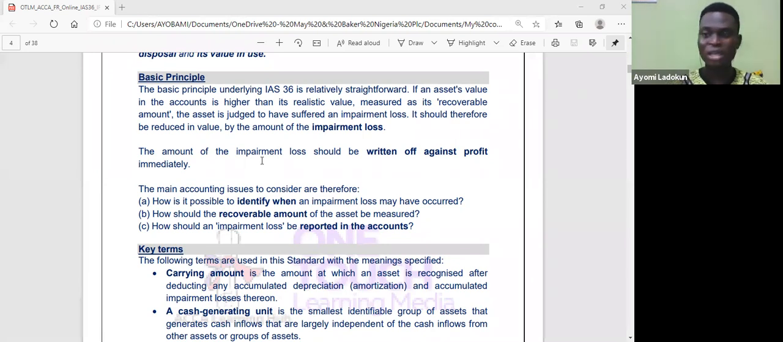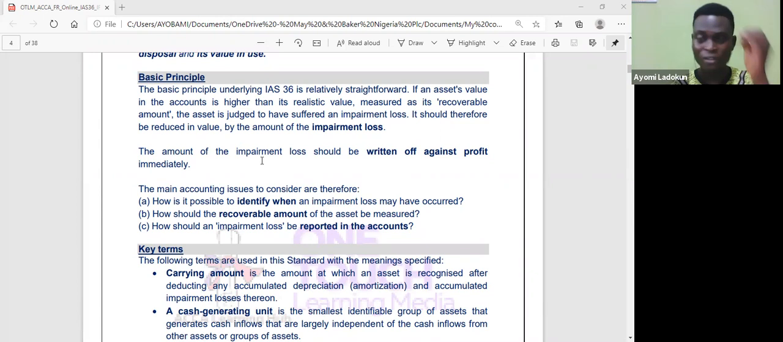So the question now is, how do I compute my recoverable amount? Recoverable amount is the higher of fair value less cost to sell and value in use. Now listen to that. Recoverable amount is the higher of fair value less cost to sell and value in use. So I have to look at my fair value and remove cost to sell. When I talk about fair value, what does that mean? Just think about market value.